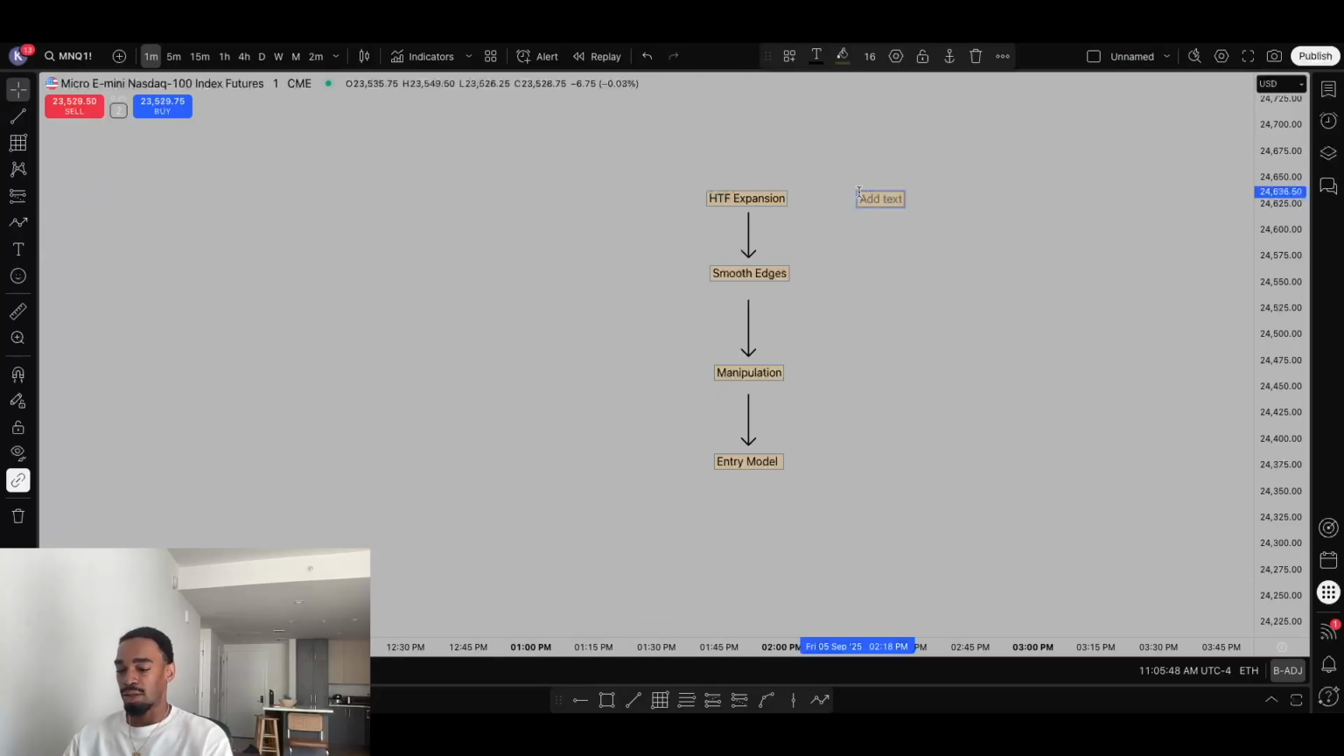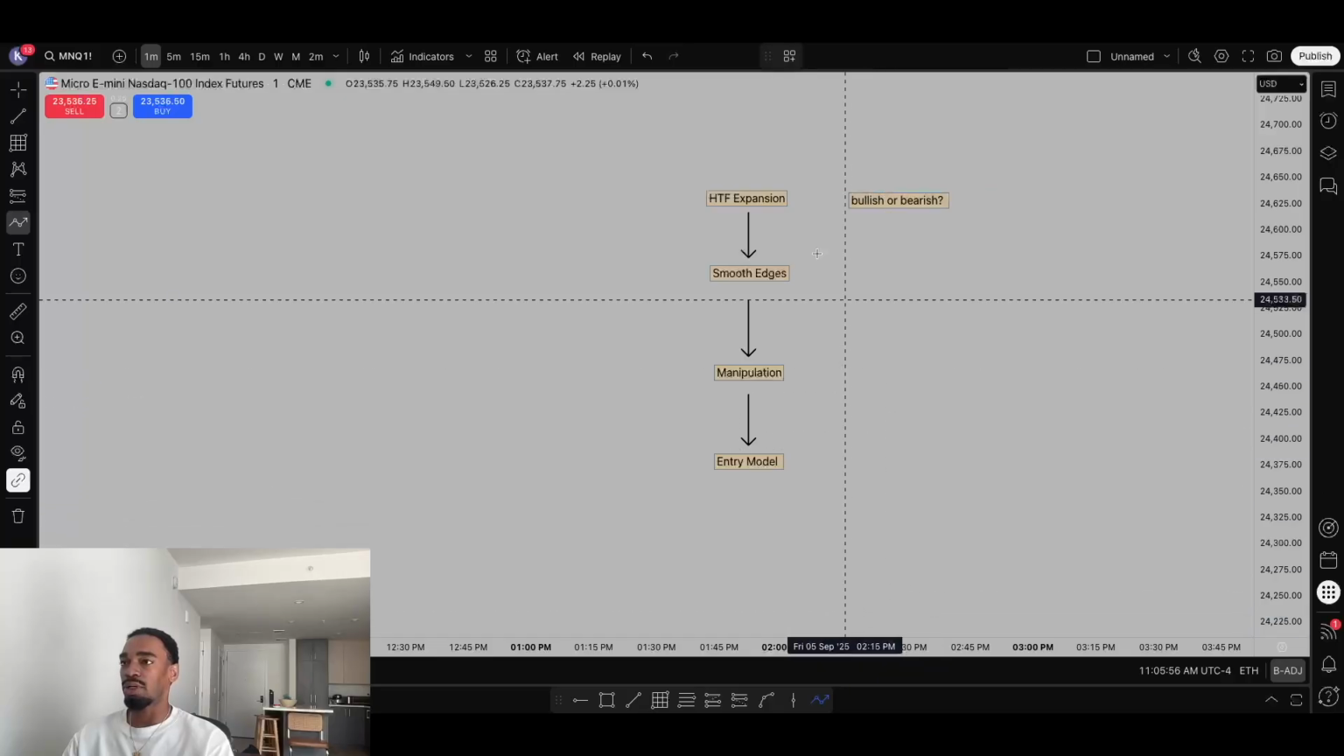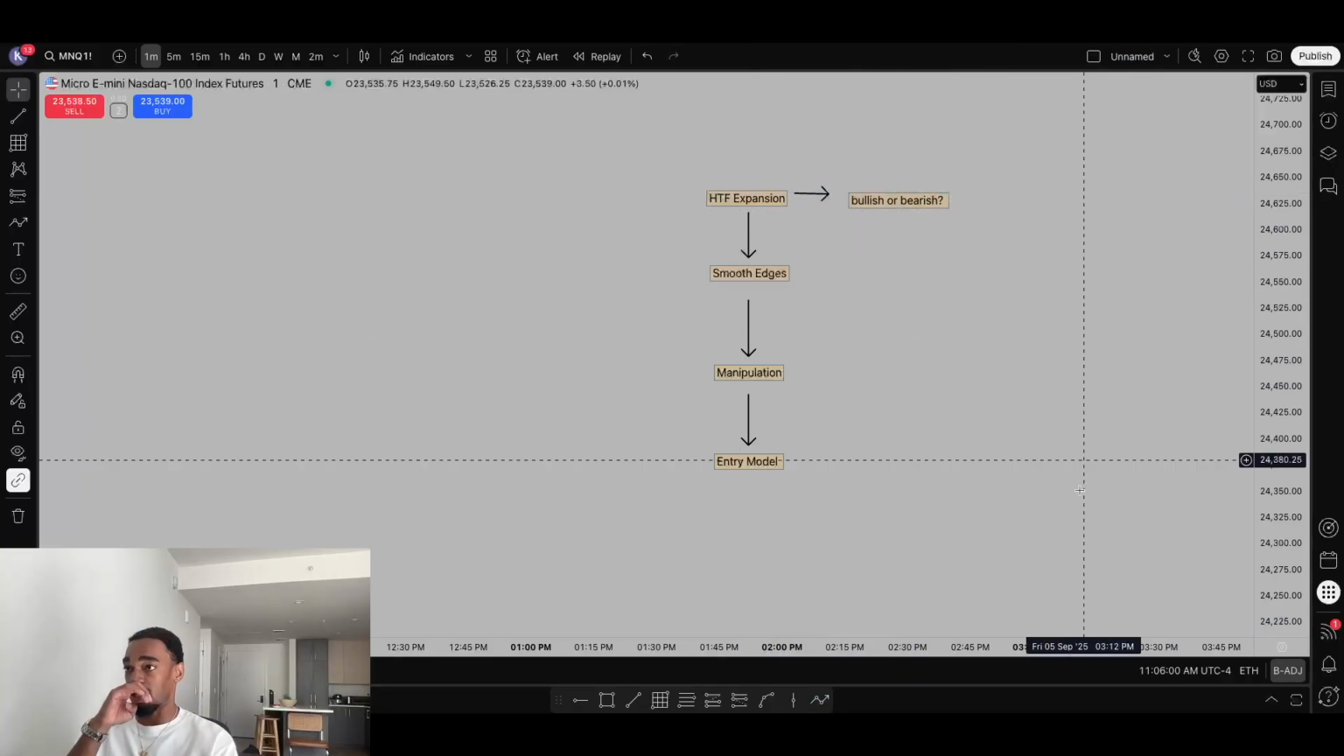We want to see bullish or bearish for the higher time frame draw on liquidity, or for the higher time frame narrative. We want to see if we're bullish or bearish.